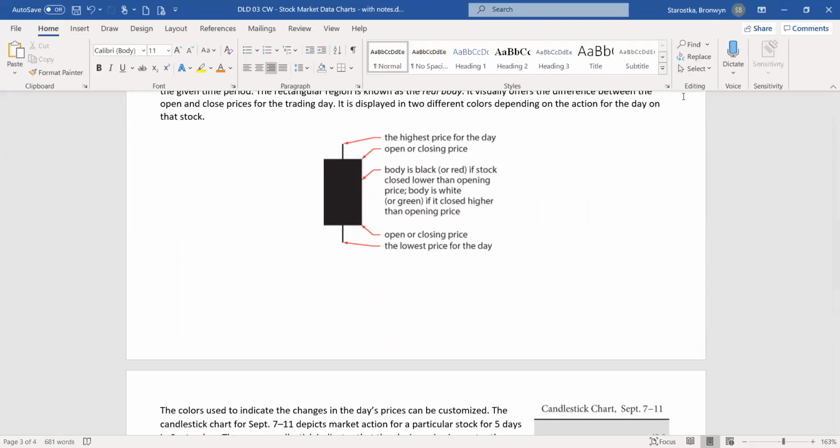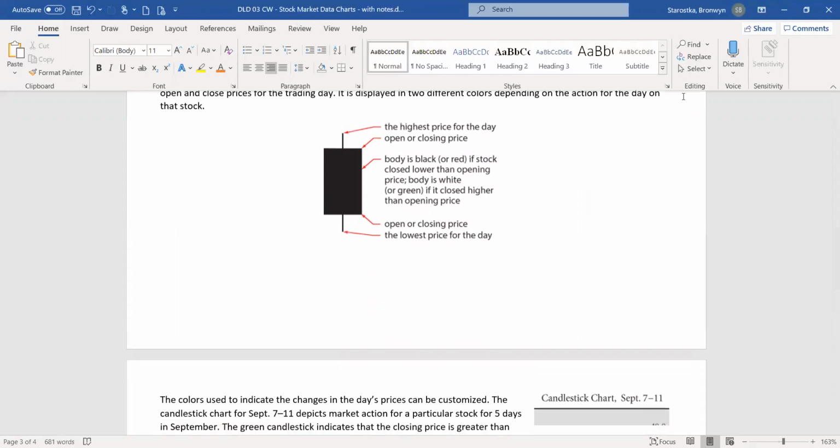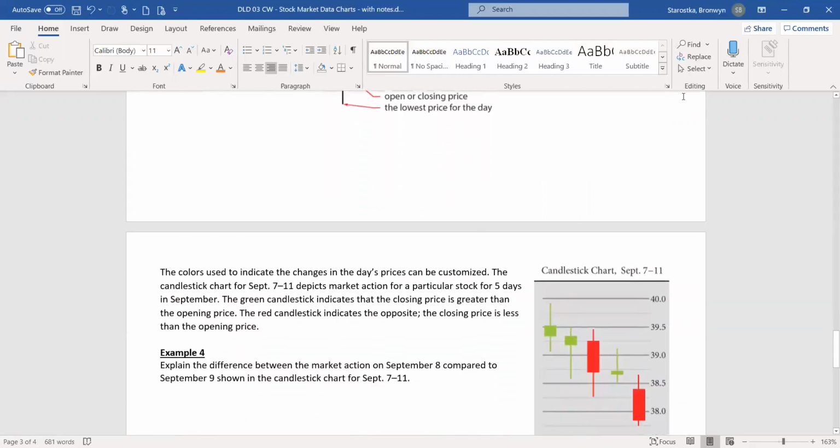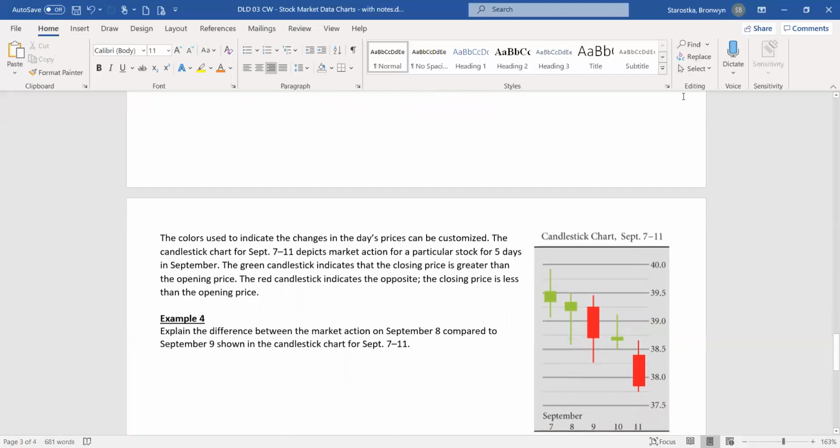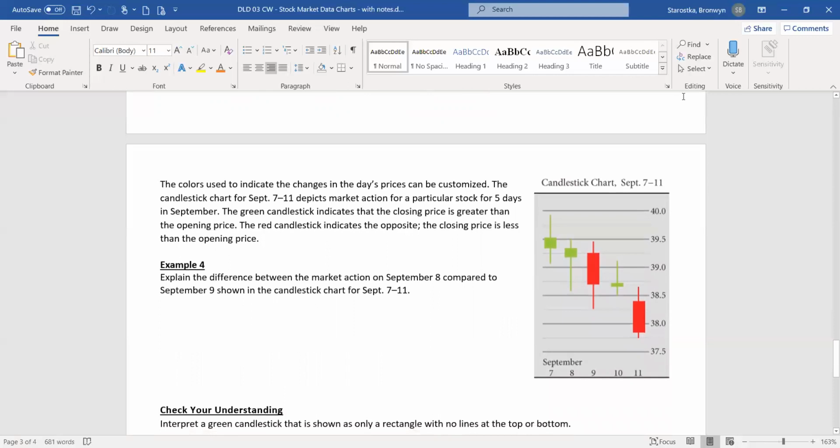So we're going to do 2 more examples here. All right, colors used to indicate the changes in the day's prices can be customized. The candlestick chart for September 7th through 11th depicts market action for a particular stock for 5 days in September. The green indicates that the closing price is greater than the opening price. The red indicates the opposite. The closing price is less than the opening price.